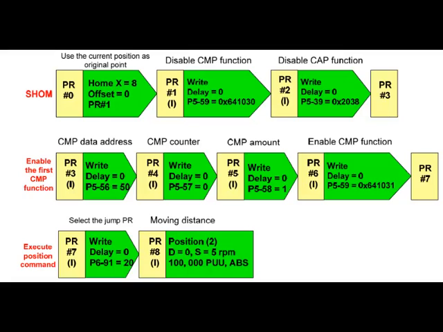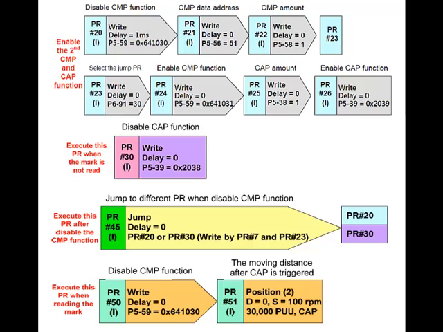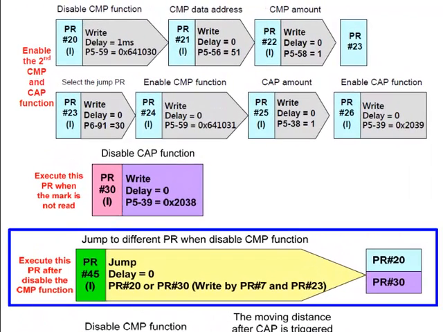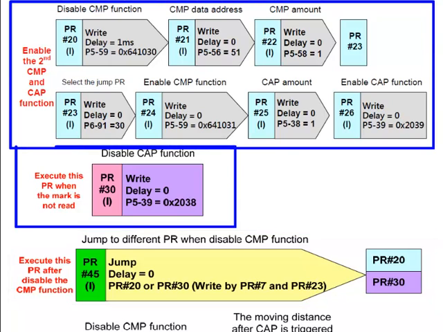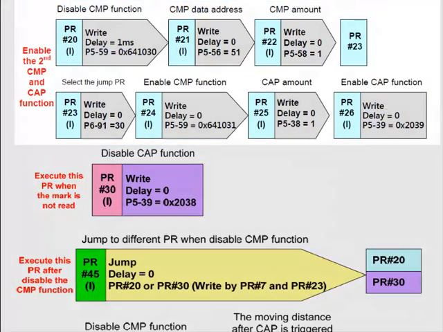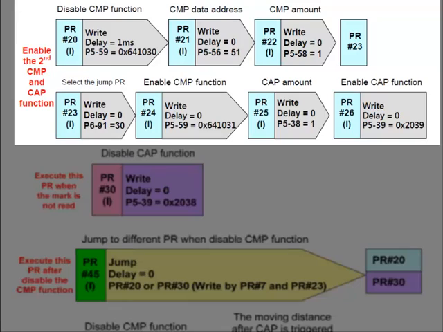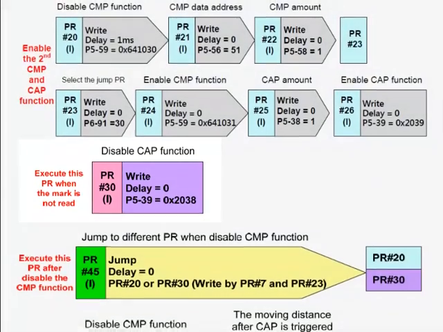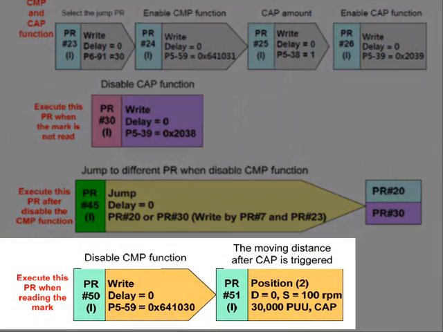The initial PR sequence starts from homing and executes a number of write parameters to set up the capture and compare function before issuing the 100,000 count index move. The remaining PR sequences are called when either the compare or the capture function have activated. PR 45 is called when the compare function reaches its position and is used to jump to either PR 20 or 30 depending on which position. PR 20 is called when the first position of 60,000 is reached and enables the capture input. PR 30 is called if the capture input is never read and the position reaches 80,000. If the capture input is read, then PR 50 is executed, which executes our capture move.